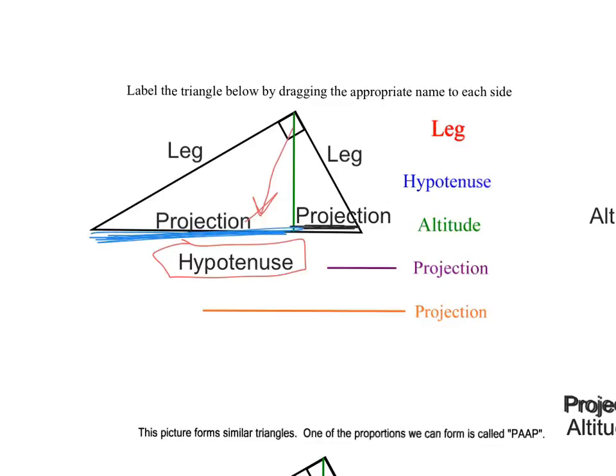And then the last piece that's important is the thing that's called the altitude. Obviously, we already know that the altitude is something that is in fact perpendicular to the base. So this green line is actually the altitude.